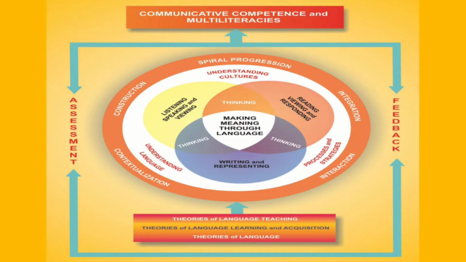The foundations of the K-12 English curriculum are the theories of language teaching, theories of language acquisition, and theories of language. These theories have spawned 5 components of the language teaching process that include spiral progression, integration, interaction, contextualization, and construction. These components guard effective use of language in 3 major applications of the macro skills in terms of understanding cultures, processes and strategies, and understanding language.